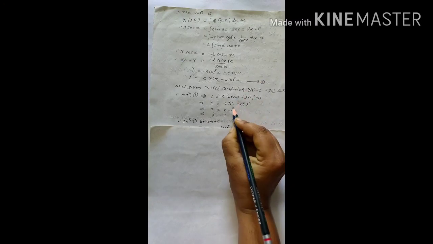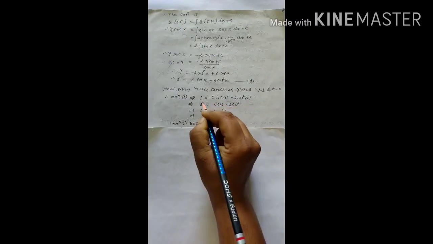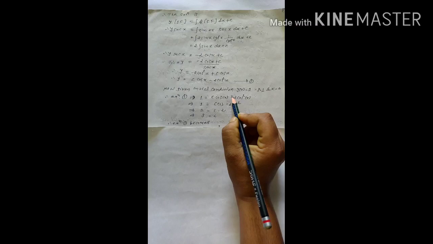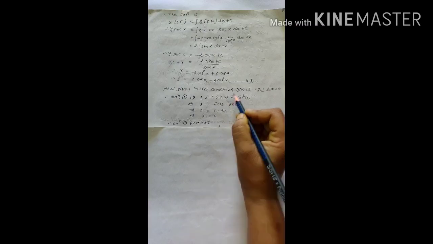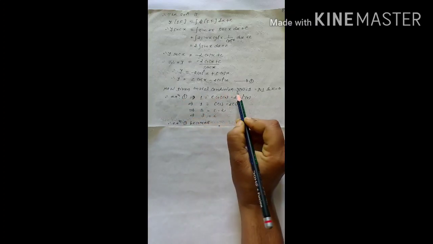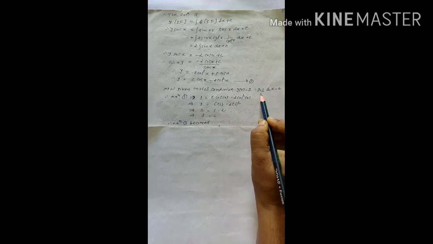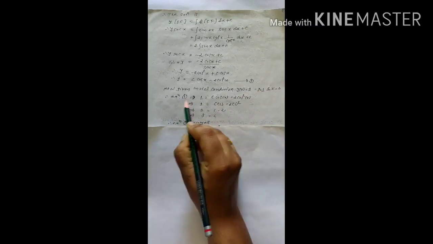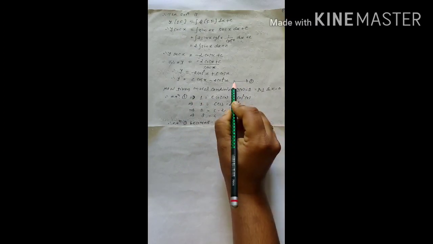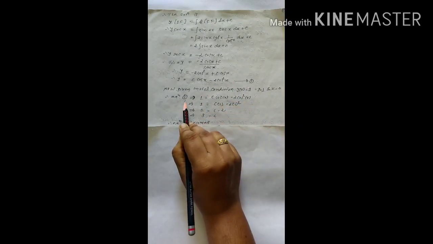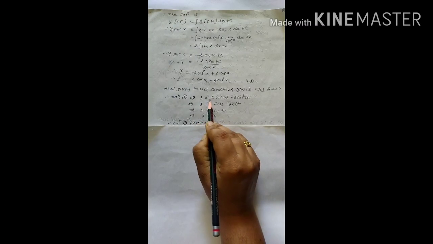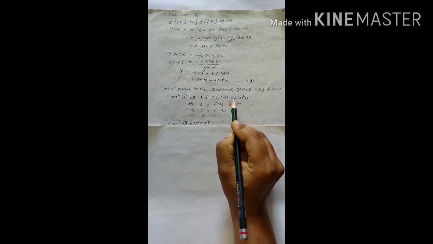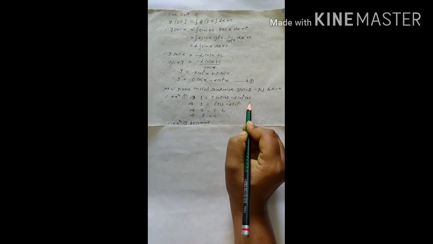Now we have been given one initial condition. Now using the initial condition we find the constant c. Therefore the given initial condition is y of 0 is equal to 1. That means y is equal to 1 and x is equal to 0. Now therefore put this value in equation 1. Therefore equation 1 becomes 1 is equal to c cos 0 minus 2 cos square 0.